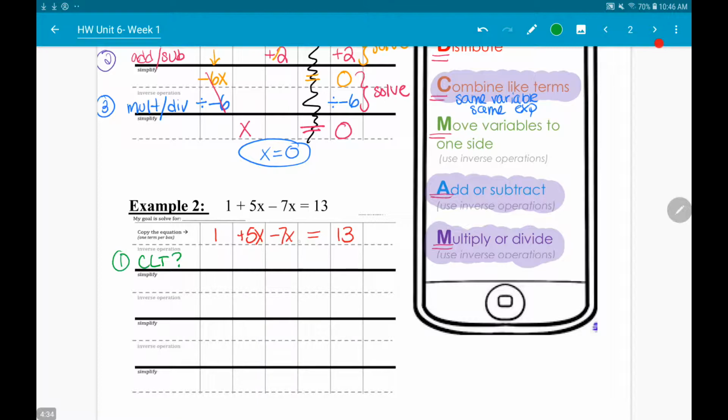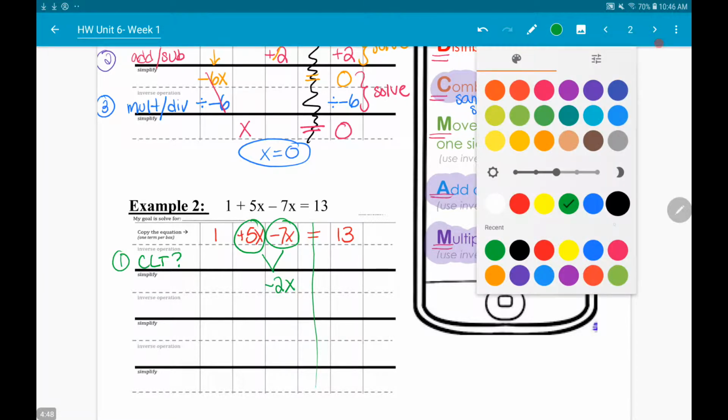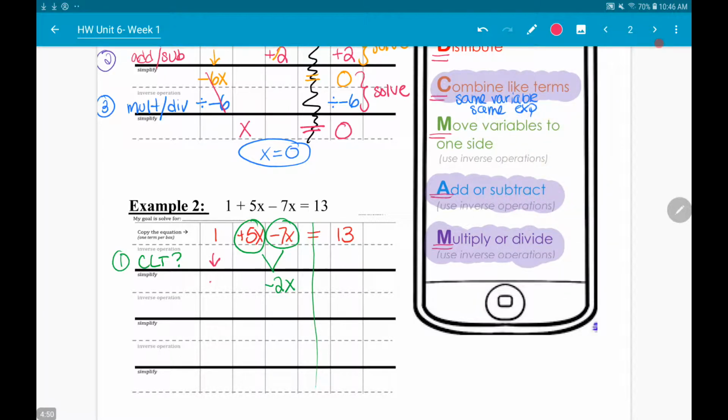I scan. And I see I do have like terms. These two, they both have an x. So I'm going to put those together. 5 take away 7x is -2x. I'm going to bring down my 1, bring down my equals, and bring down my 13. Okay, next step, I look at my phone.